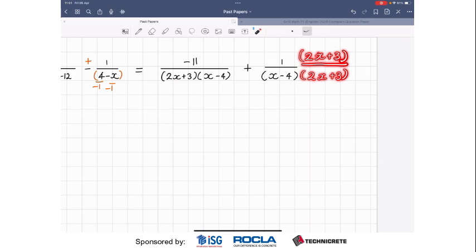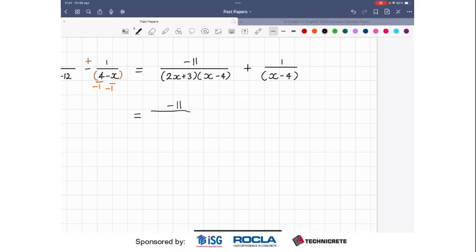So when I multiply the second term by 2x plus 3 over 2x plus 3, I'm going to have 2x plus 3 now at the top, because 2x plus 3 times 1 is just 2x plus 3. And then in my denominator, I'm going to have the exact same denominator that I have here. So this next bit is going to be negative 11. So this one stays the same. And now I've got 2x plus 3 at the top, and 2x plus 3 and x minus 4 at the bottom.